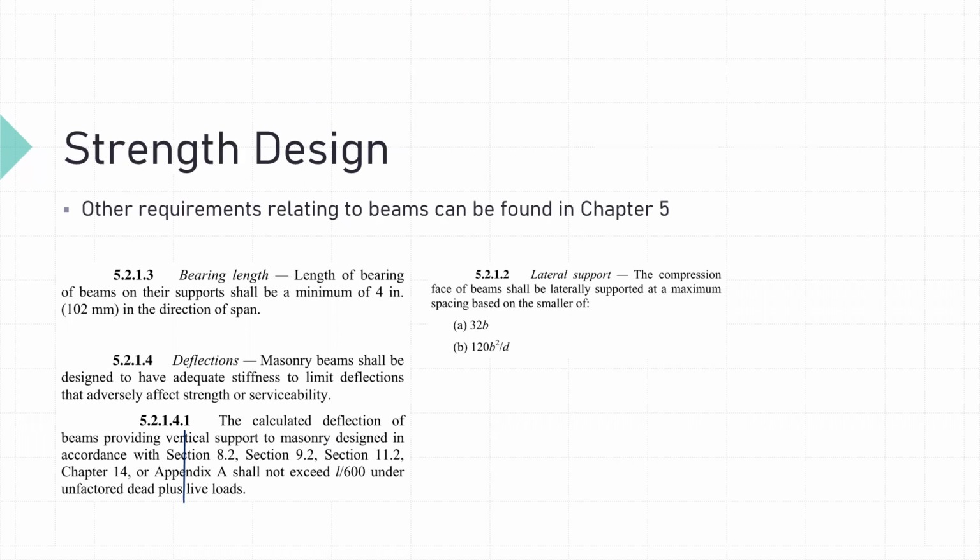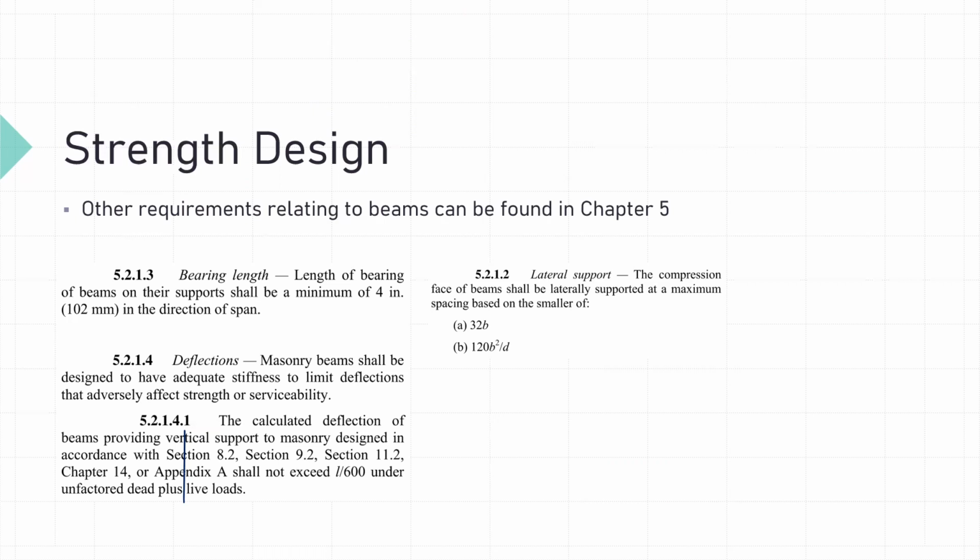But again, this is for unreinforced masonry. So things like a brick veneer, if we're not reinforced horizontally with our masonry, then L over 600 would apply. But that's for unfactored dead plus live. Deflections is a whole other issue we'll get into in a different video, but that's where these requirements are in chapter 5.